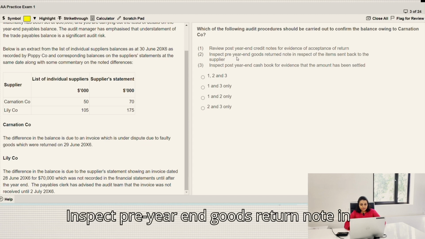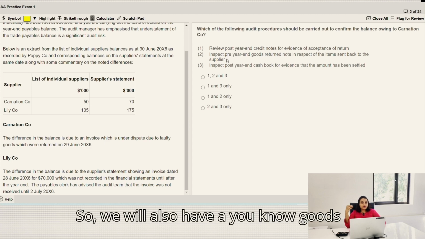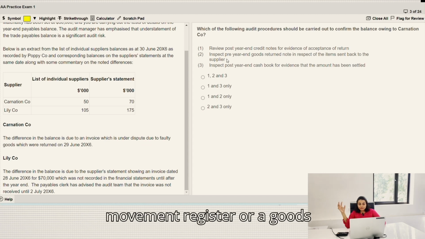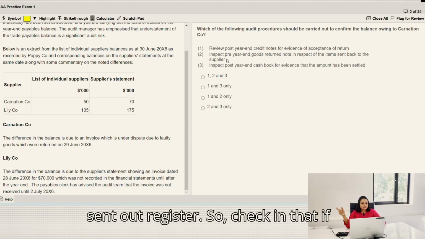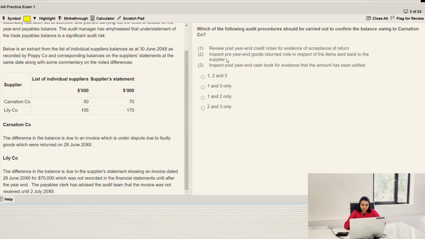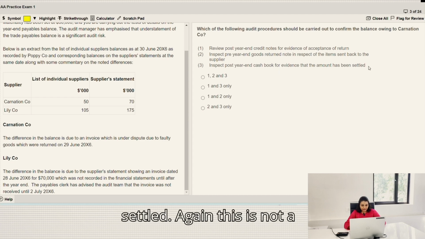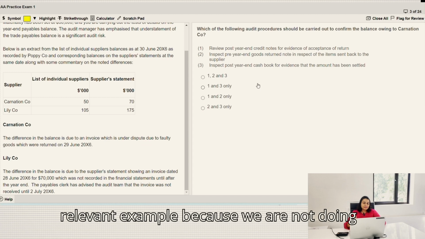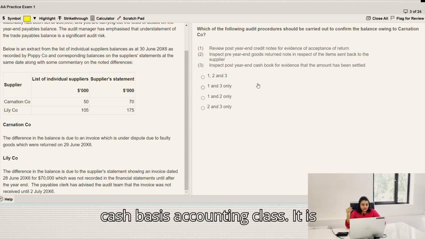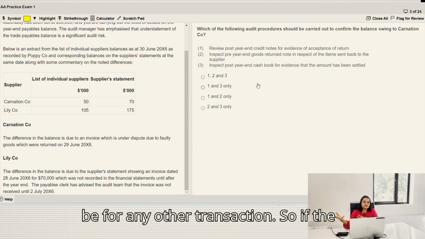Inspect pre-year-end goods return note in respect of items sent back to supplier. So we will also have a goods movement register or a goods sent out register. So check in that if goods were actually sent out or not. Inspect post year-end cash book for evidence that the amount has been settled. Again, this is not a relevant example because we are not doing cash basis accounting. Plus, it is post year-end cash settlement, which could be for any other transaction.